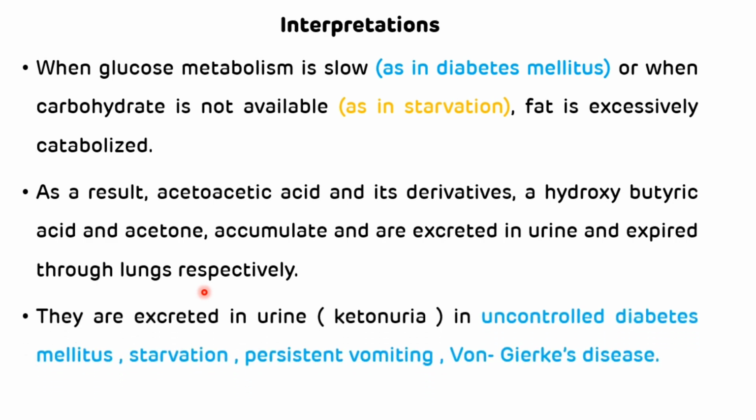So this excretion of ketone bodies in urine is known as ketonuria, and it is seen in uncontrolled diabetes mellitus, starvation, persistent vomiting and Von Gierke's disease. So that is about interpretation of Rothera's test.